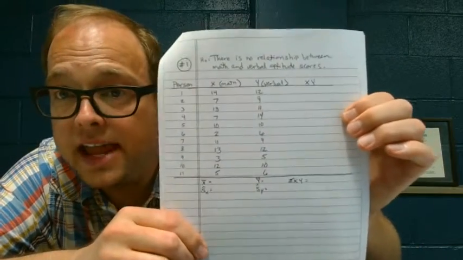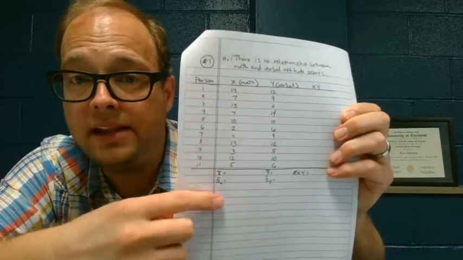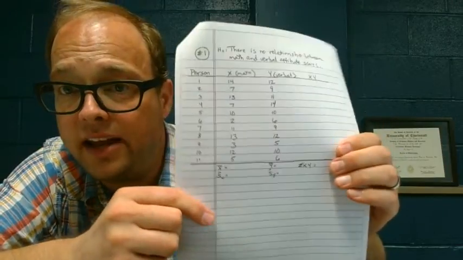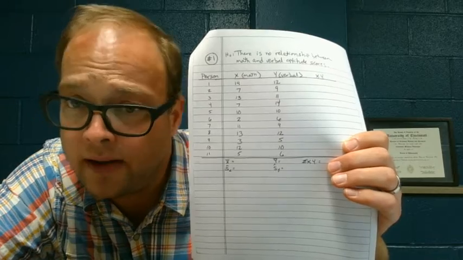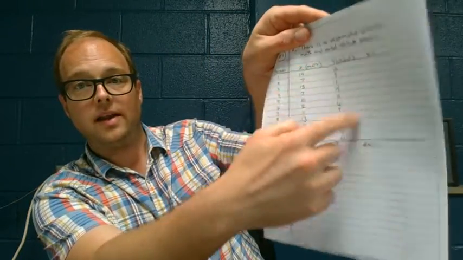Person number 1 scored 14 on math, 12 on verbal. And then you get to take it from there. You get to calculate means and standard deviations. You get to calculate x times y and add it together. Then you get to plug all that into the Pearson's R formula and solve accordingly. Then you get to take these raw data right here. You get to take these raw data and plot them carefully and neatly.